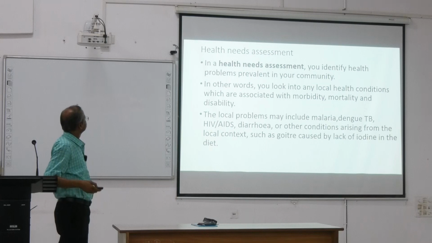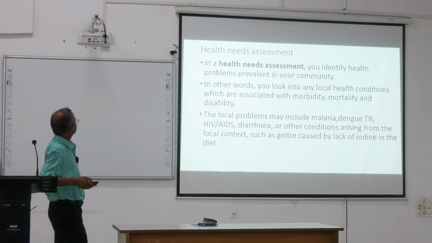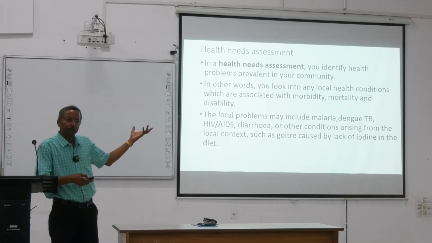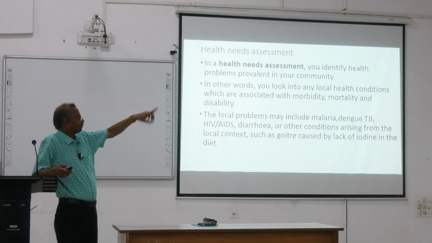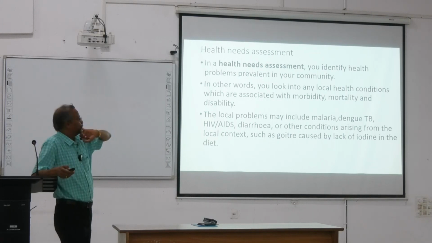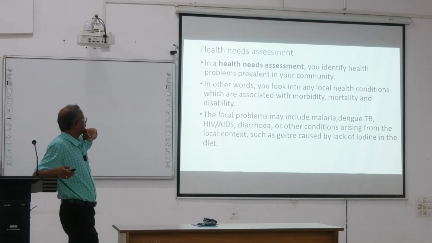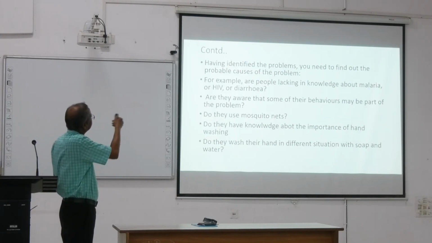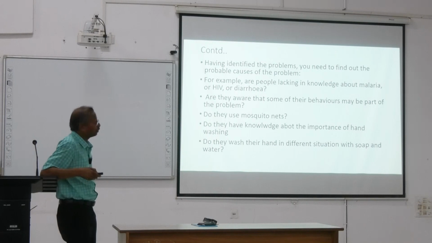Health need assessment. In health need assessment, you identify health problems prevalent in the community. In other words, you look into any local health conditions which are associated with morbidity, mortality and disability. The local problems may include malaria, dengue, tuberculosis, HIV/AIDS, diarrhea or other conditions arising from the local context, such as goiter caused by lack of iodine in the diet. Many problems can be there.